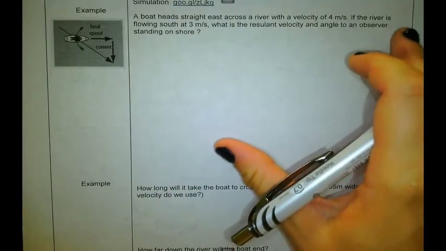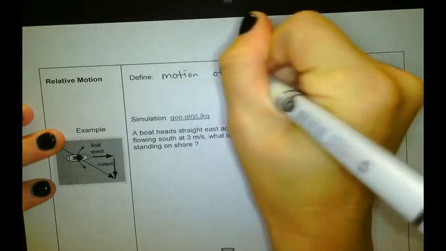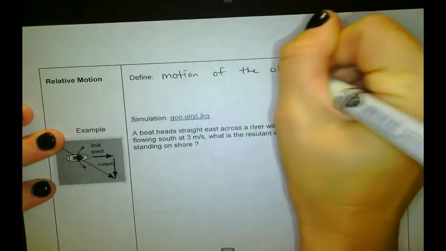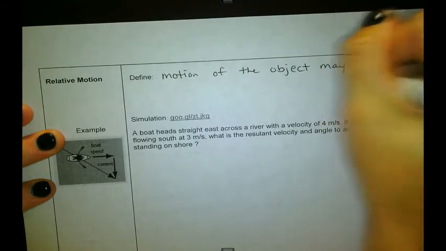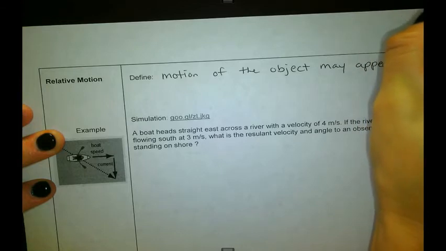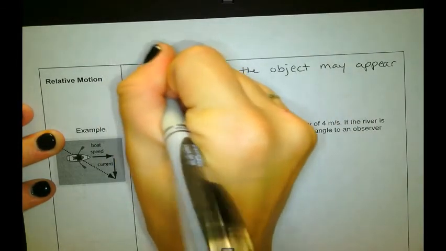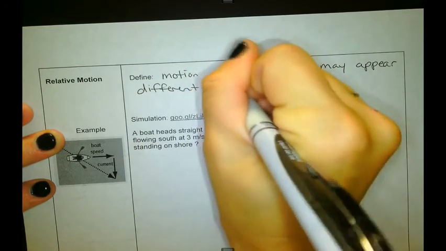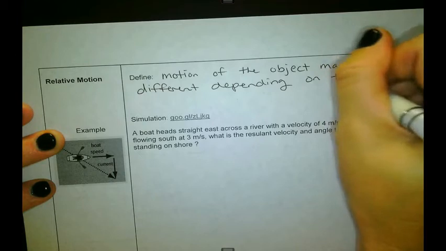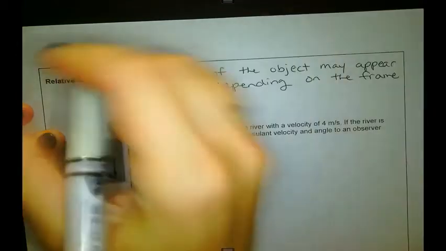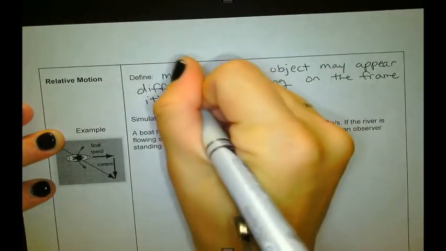Onto the back. Relative motion. So relative motion is motion of the object that may appear different depending on the frame it's viewed from.